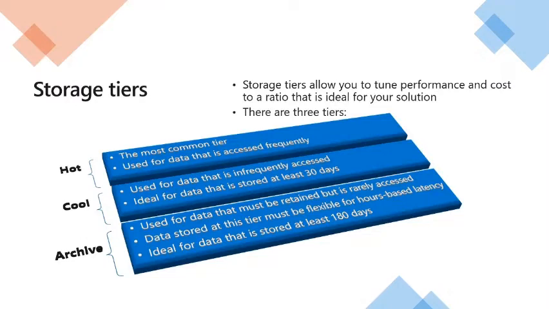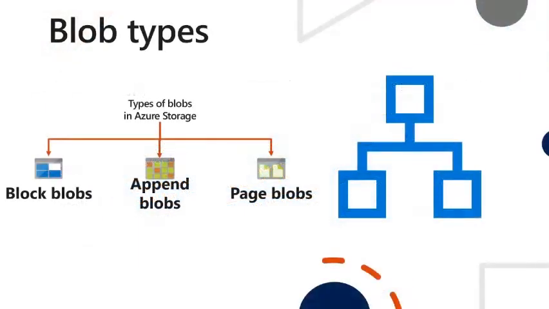If you have data which you use, say, monthly, then you can put it in cool. If you have data which you use on an everyday basis, then you can put it in hot. Of course, the price changes. So storage tiers allow you to tune performance and cost to a ratio that is ideal for your solution. So hot is the most expensive one, and then you have cool, which is medium, and archive, the least expensive.